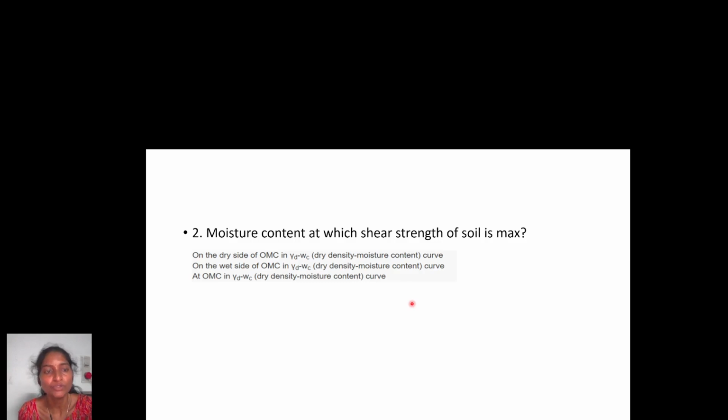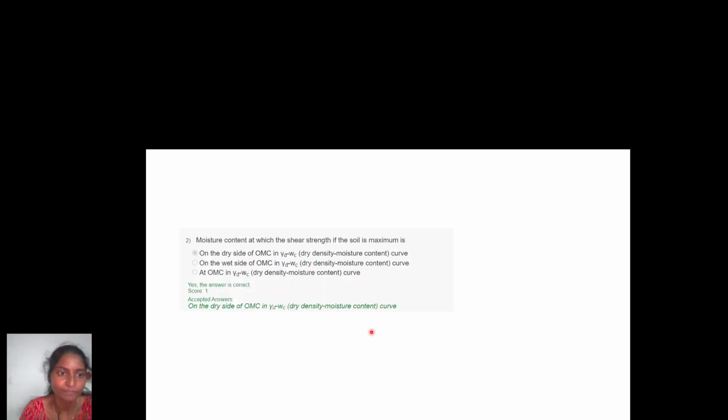Now we have to ensure whether the dry side, the left side of OMC, is the place where shear strength is maximum, or the right side, the wet side. So shear strength would usually be maximum when all the clay or soil particles are flocculated, so that they will have better compaction. When they are dispersed, when they are arranged in a particular order, shear strength will not be maximum. We have already discussed that on the dry side of optimum moisture content, the soil is in the flocculated structure. So on that side, the shear strength of soil would be maximum, on the dry side of OMC, in the dry density and water content curve.